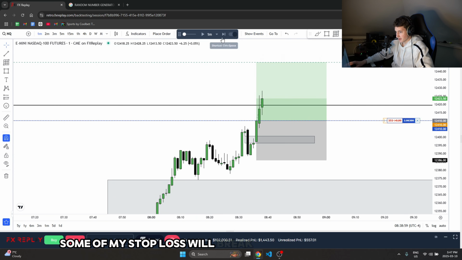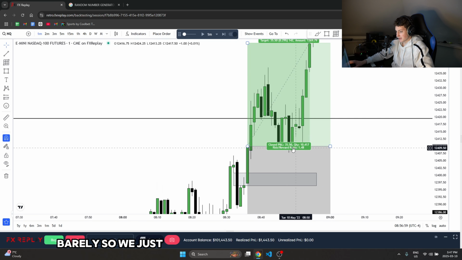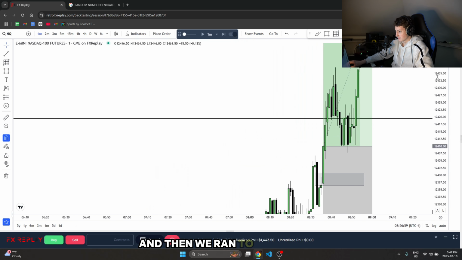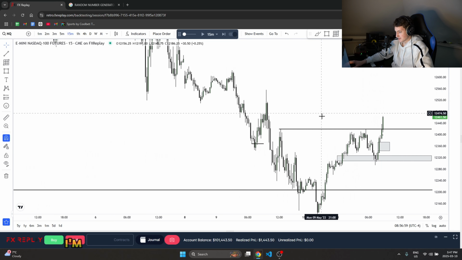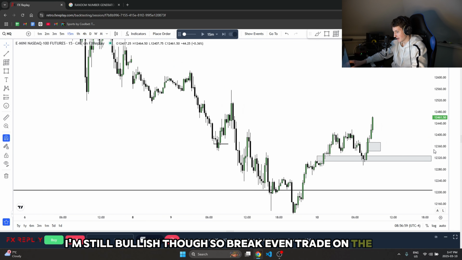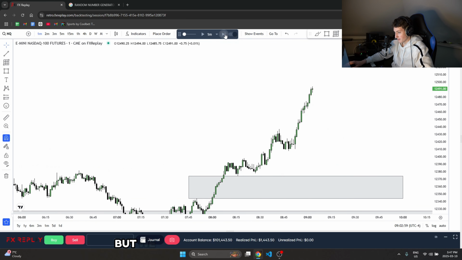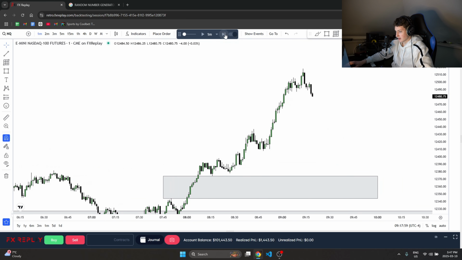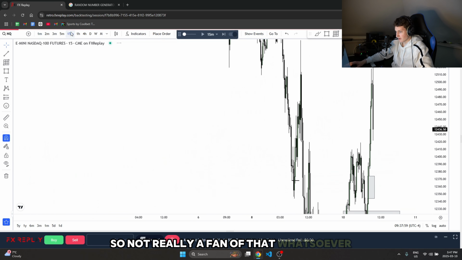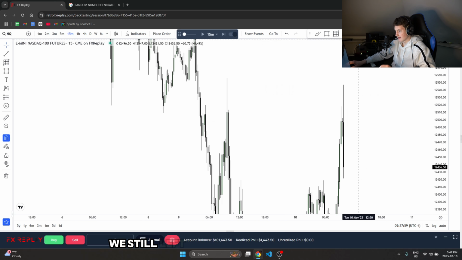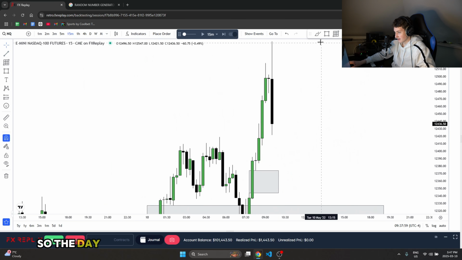So I'm moving my stop loss to break even and seeing if we can, oof, barely, so we just barely got stopped out break even there, and then we ran to our target. So rather unfortunate. I'm still bullish though, so break even trade on the day, I'm still willing to take a trade if we get a setup, but we might just rally the whole day, which is in fact what we're getting here. So not really a fan of that whatsoever. We still left buy side there. Still only 9:37, so the day is young, my friends.